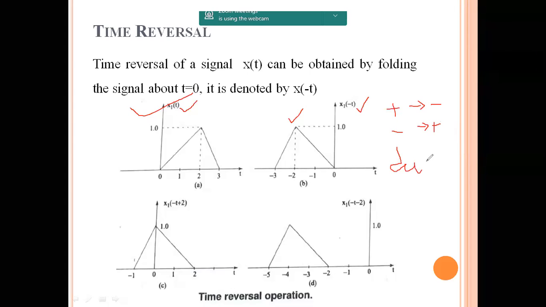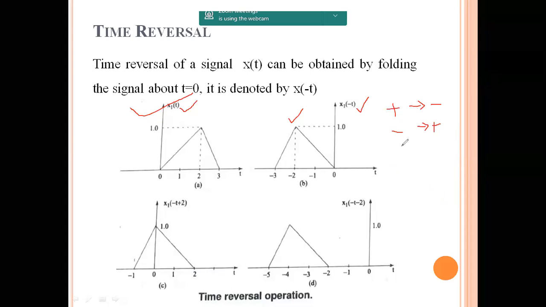Delay or advancement, whatever it may be, both are the same in the time shifting operation. But when we consider the time reversal operation, the delay becomes advancement and advancement becomes delay.